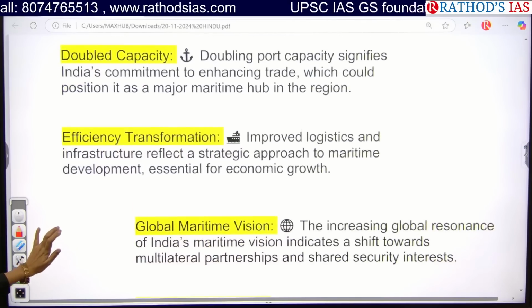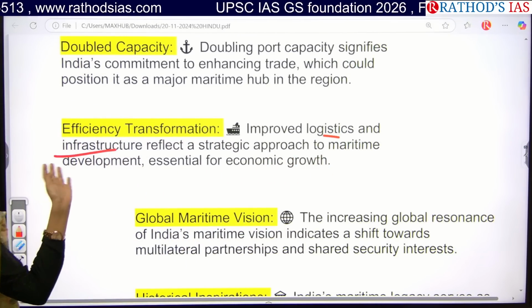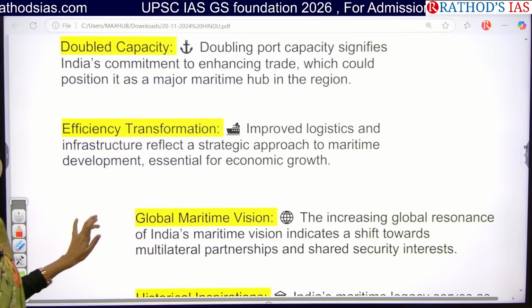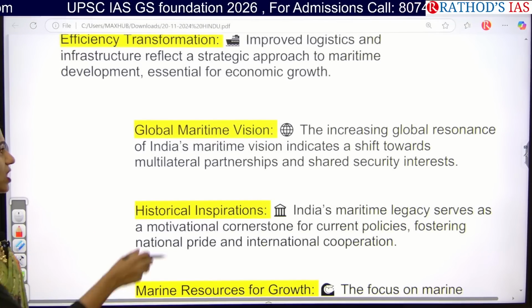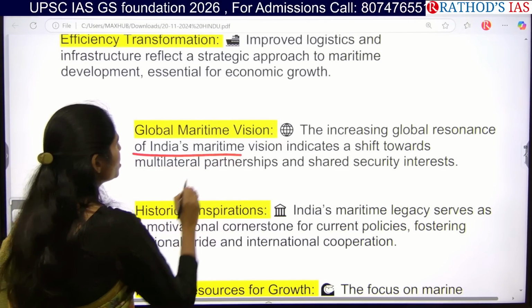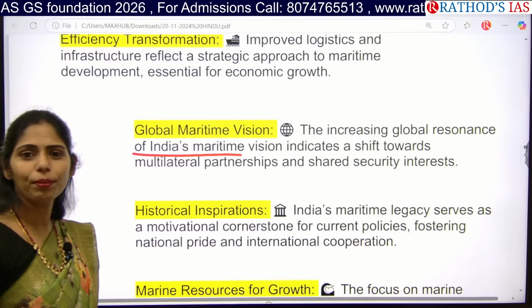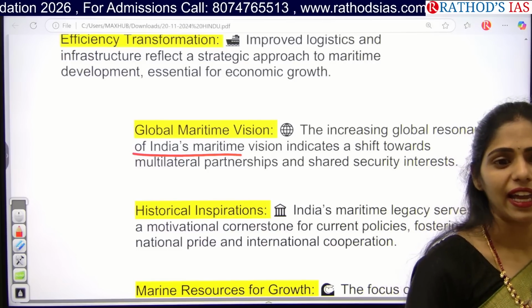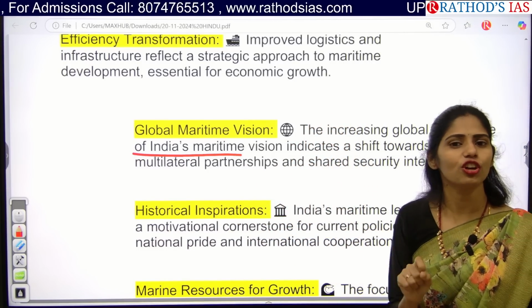And next, we are also focusing on improved logistics as well as infrastructure through the PM Gati Shakti scheme, so that we can increase trade. That is essential for our economic growth. And next, we are also focusing on increasing the global resonance of India's maritime vision. For example, recently we came up with the opening of the Chennai-Vladivostok corridor, and we are also talking about IMEEC. Those are examples of India's global maritime vision.